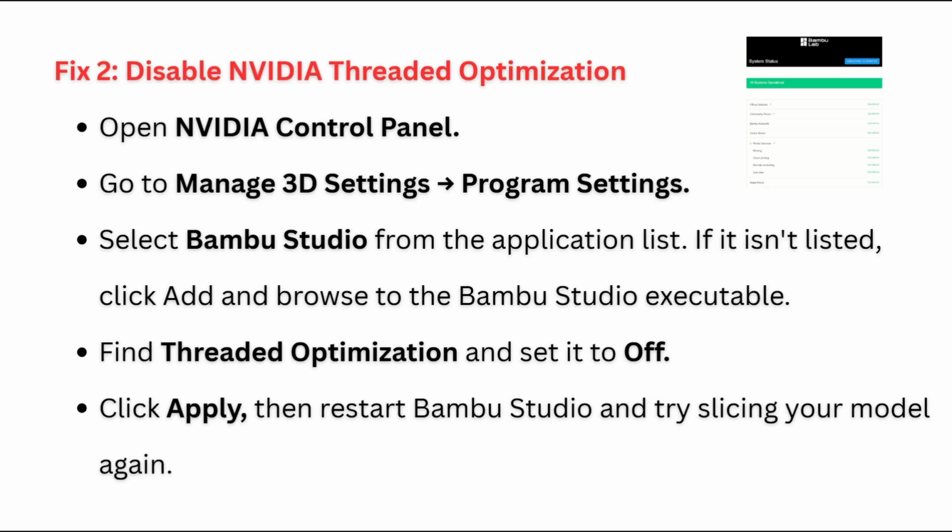Find threaded optimization and set it to off. Now click Apply, then restart Bambu Studio and try slicing your model again.